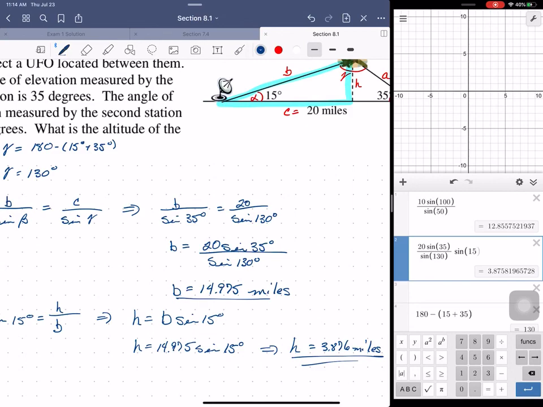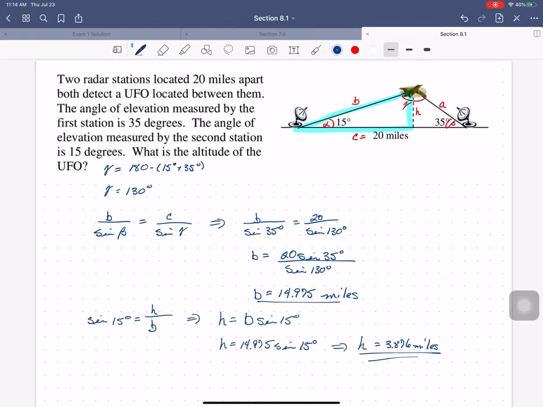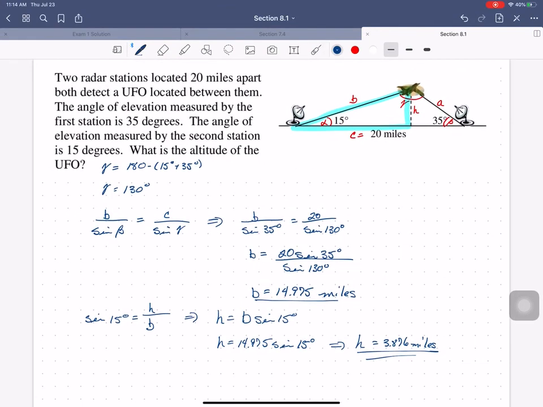All right, so that's an introduction to the law of sines and the ways in which we can use it. I hope you can see how it can streamline some of our problem-solving activities. We'll come back in the next video and talk about a second technique that we can use when the law of sines doesn't quite work out for us.